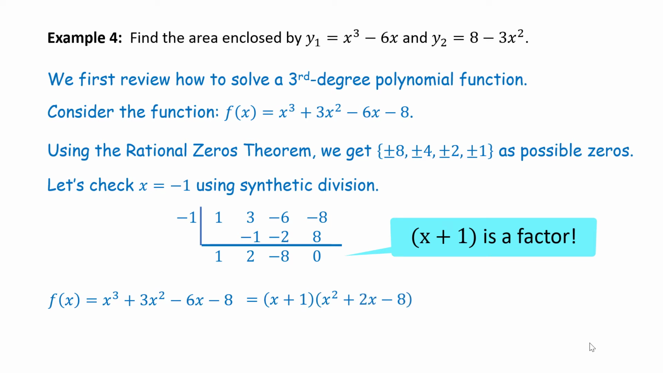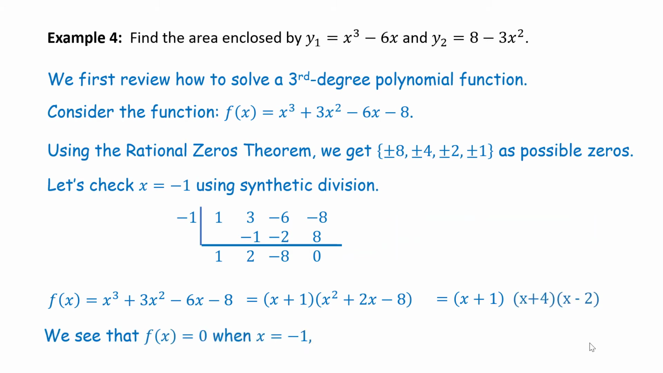And what remains, using the coefficients in the last row of synthetic division: 1 times 1 degree lower than what we started out with, x squared, plus 2 times 1 degree less is x, minus 8. Now factor the quadratic x squared plus 2x minus 8, and we'll have this cubic factored to x plus 1 times x plus 4 times x minus 2. We see that f of x equals 0 when x equals negative 1, x equals negative 4, and x equals 2.